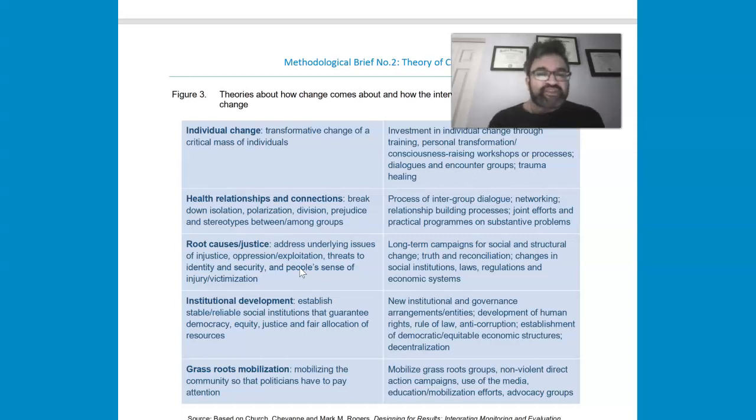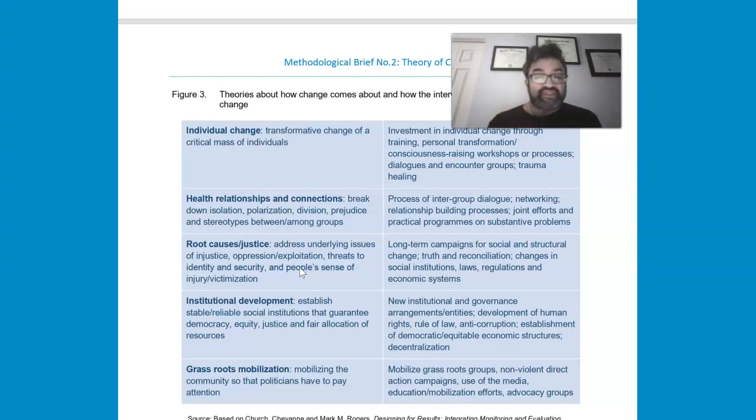Then there's healthy relationships and connections. So breakdown, isolation, polarization, division, all these things. Prejudice, stereotypes among groups, break these down. Process of intergroup dialogue, networking, relationship building processes, joint efforts and practical programs on substantive problems.